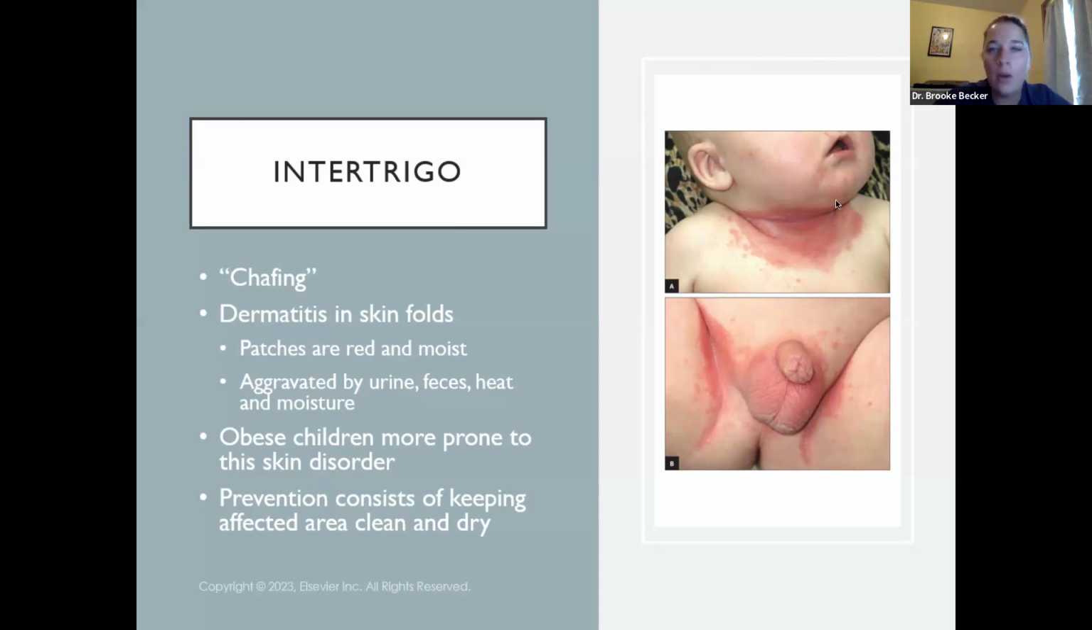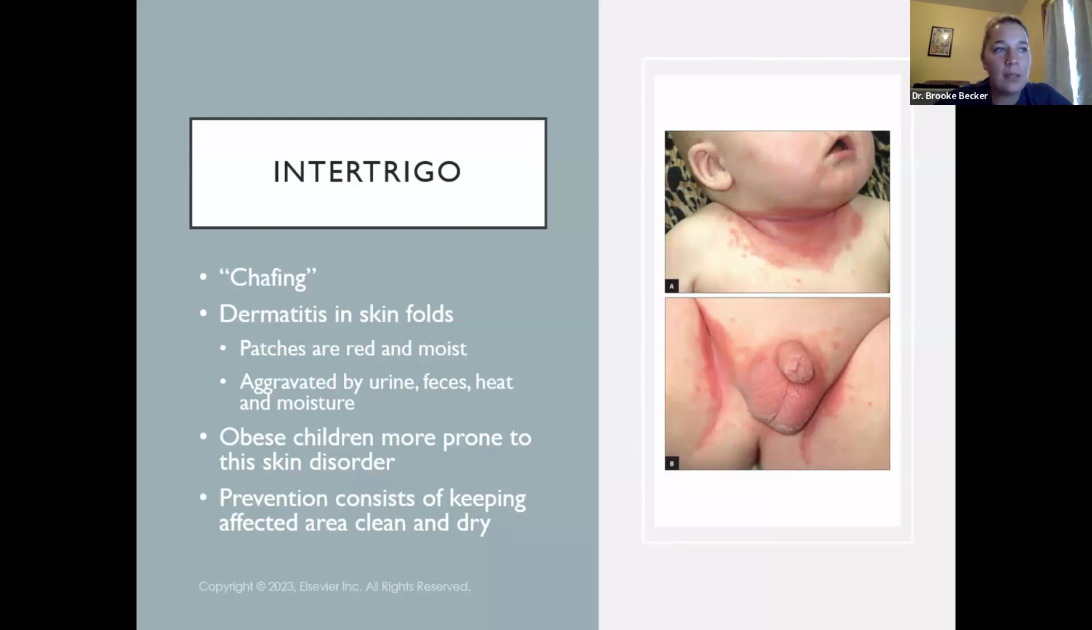Drooling, you know, in the neck folds, drooling, foods. Babies are bottle feeding and leaking out the side of their mouth, or they're breastfeeding and leaking out the side of their mouth into their little chunky neck folds. That's probably one of the most common places to also have intertrigo. And how to prevent this is to try to keep those areas clean and dry. Okay.